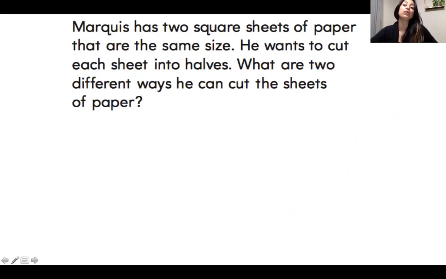Marquis has two square sheets of paper that are the same size. So this time, boys and girls, it tells us there's two square sheets of paper. So pause the video and go ahead and draw two squares.